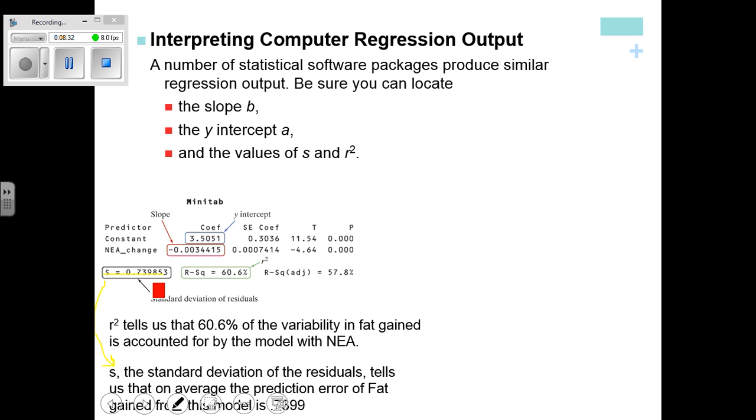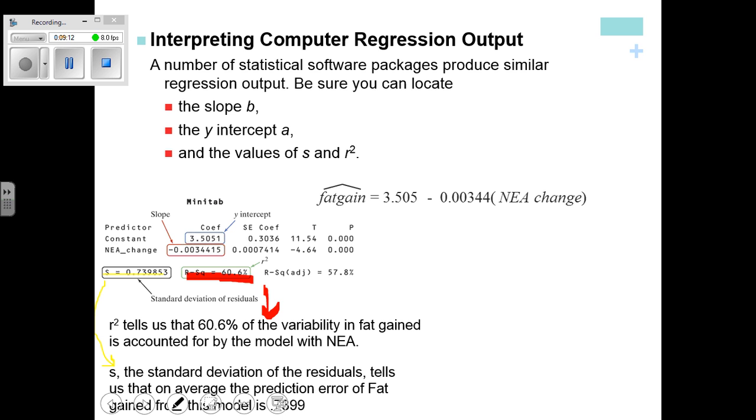This value, r squared, is your coefficient of determination, which is interpreted right here. R squared tells us that 60.6% of the variability in fat gain is accounted for by the model with non-exercise activity. That's the little sentence we're going to use to talk about r squared, and we discussed this in class. We'll see it again on the next slide. It's discussing that improvement by adding that x value in the variability. We'll look at that in a minute.